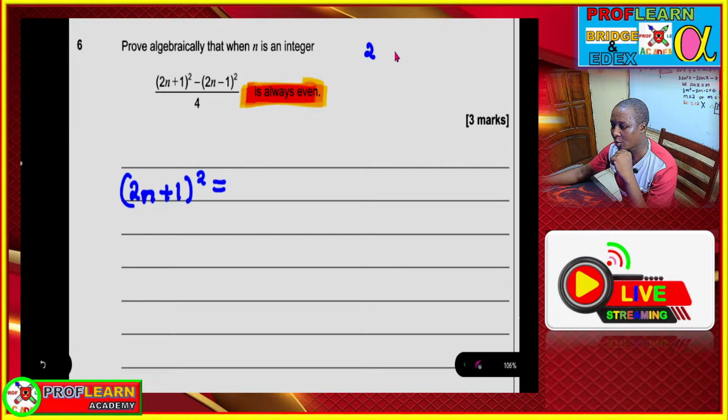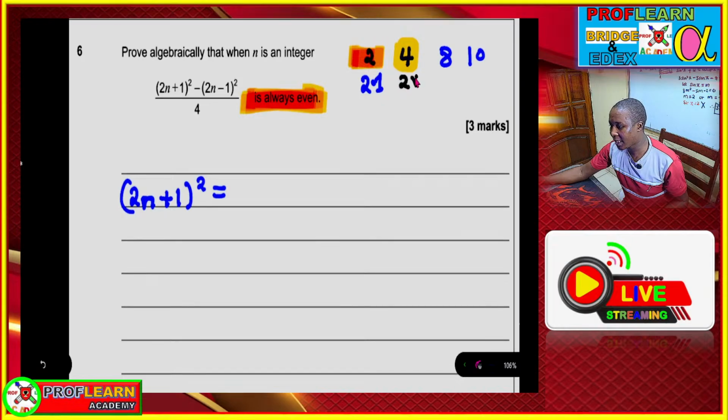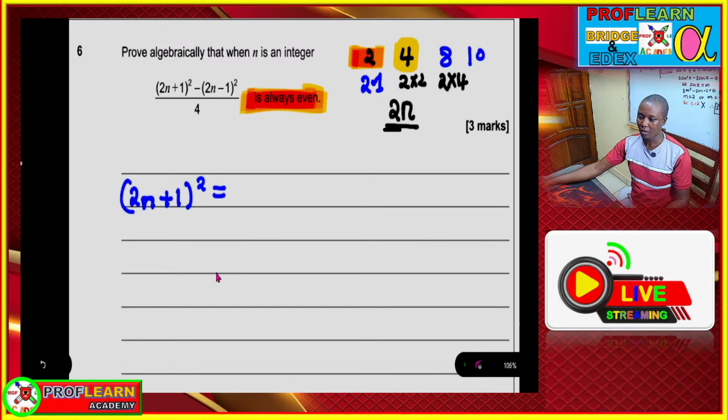An even number is like 2. An even number is like 4. An even number is like 8. An even number is like 10. And what's common in these numbers? You can express them as the number 2 times a given number. Like 2, you can express as 2 times 1. A number like 4, you can write it as 2 times 2. A number like 8, you can write it as 2 times 4. So which means an even number can be written as 2 times another integer n. So that's what we are trying to check, whether we are going to get it.